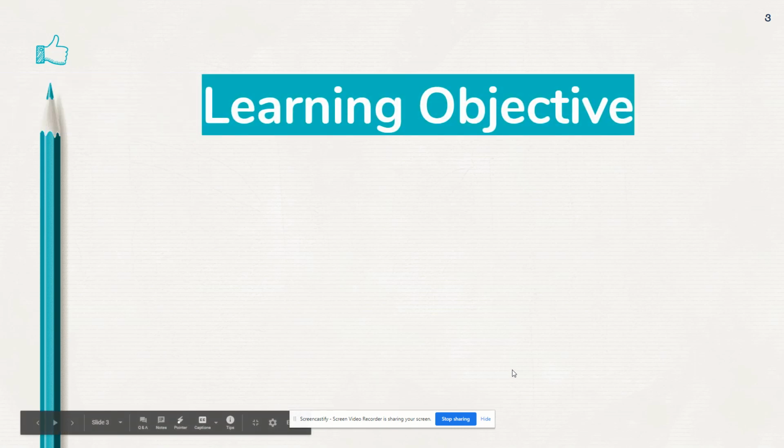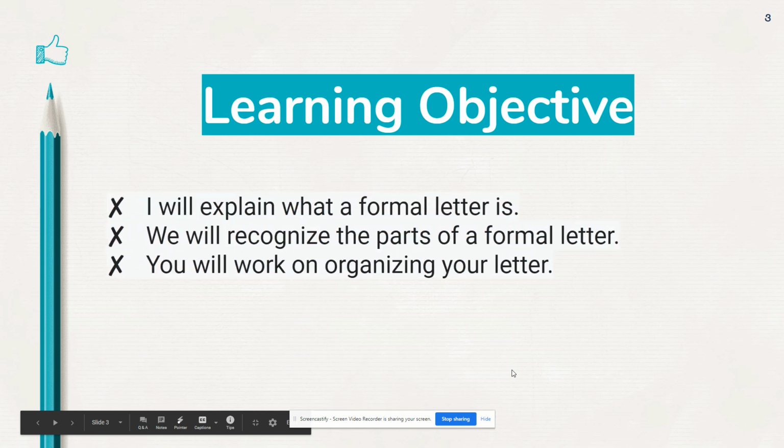Okay, welcome back. Let's move on to today's objectives. The writing workshop objectives for today are: I will explain what a formal letter is. Then we will recognize the parts of a formal letter. Then you will work on organizing your letter for proof of learning.